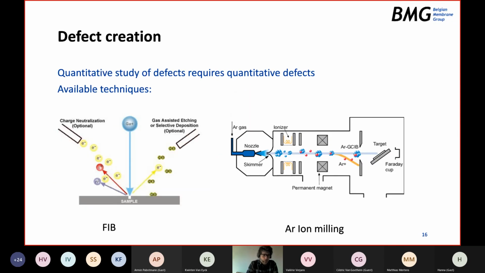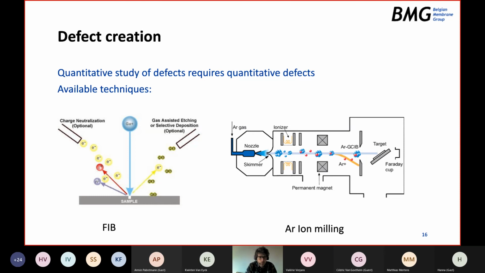So if we want to study defects quantitatively, we also need to be able to produce defects quantitatively. And this is actually quite difficult to do. So we started by looking at some nano machining and micro machining techniques.